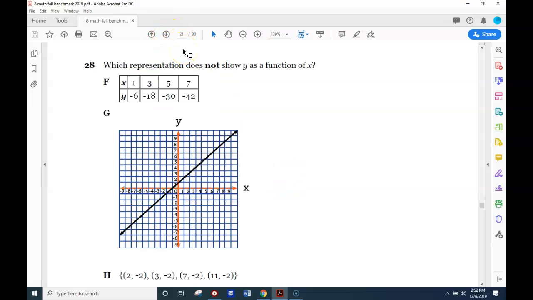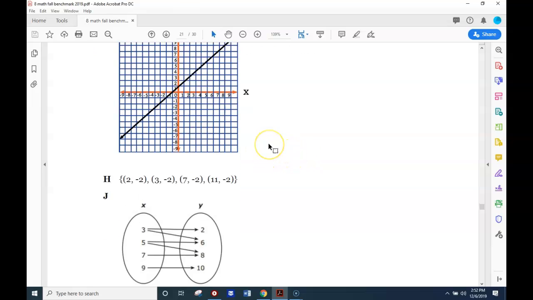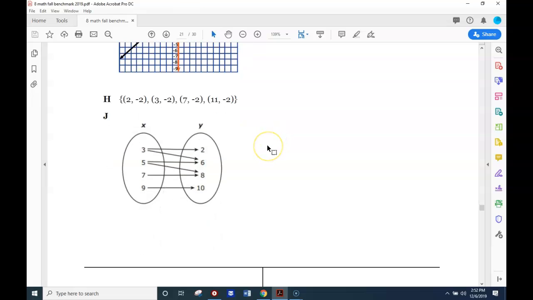Number 28. Which representation does not show y as a function of x? F, (1, -6), (3, -18), (5, -30), (7, -42). G is a graph. H, (2, -2), (3, -2), (7, -2), (11, -2). And J, you have 3, 5, 7, 9, and 2, 6, 8, and 10.